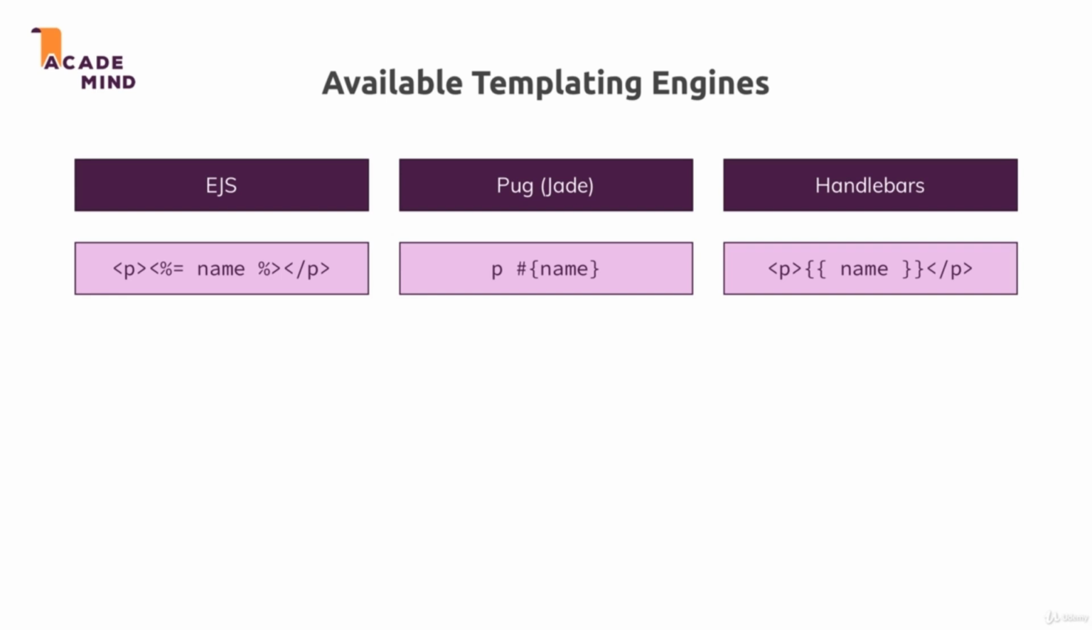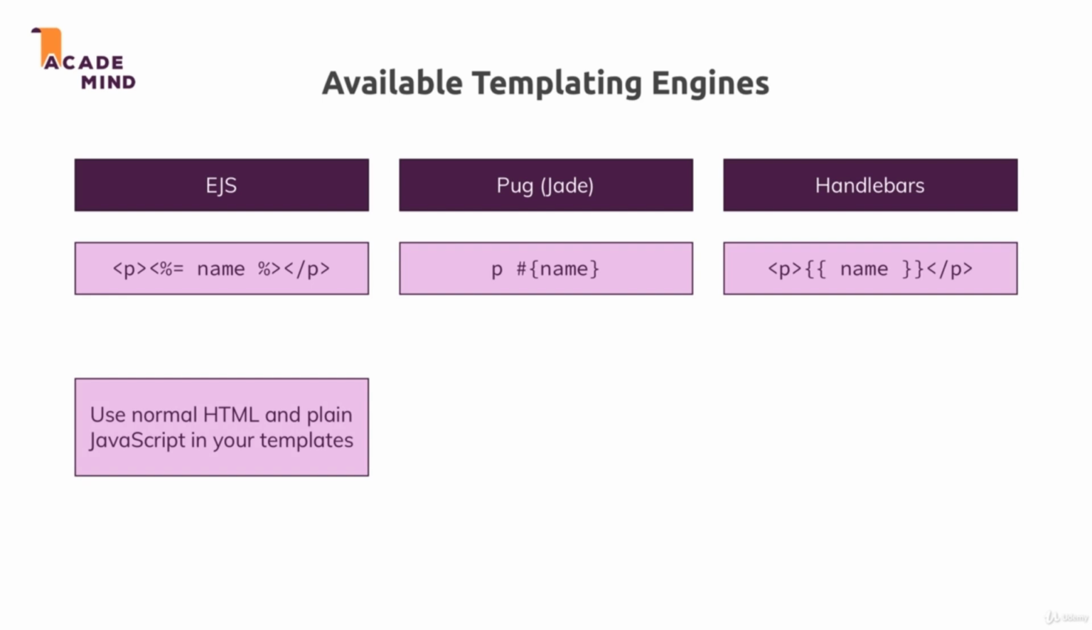So a short summary would be EJS: normal HTML, and then you got these placeholders, which allow you to actually just use plain JavaScript in them. So you can also write if statements, for loops.